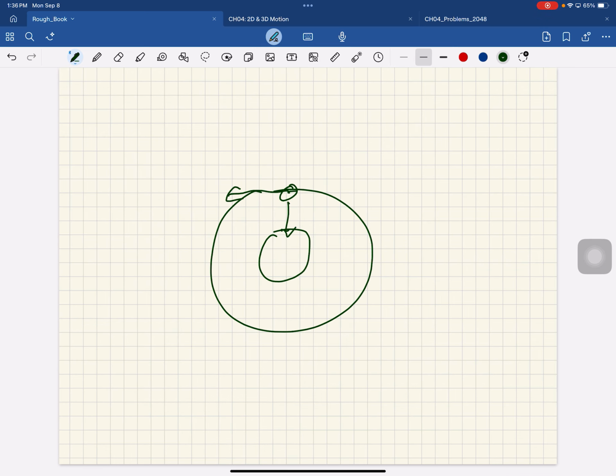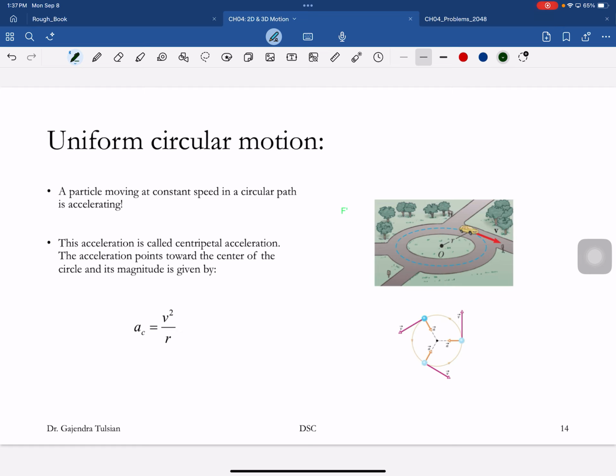In a lot of our problems, we'll look at an object's motion and know whether it's accelerating or not. If it's accelerating, then we go look for the source of the force. All right, so for this car going around in a circle like this, you can see it.